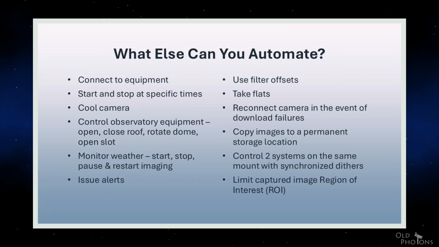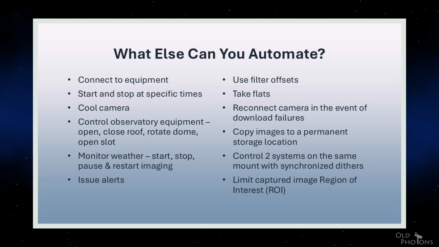So let's talk for a minute about what else you can automate using this system. You can connect to all your equipment. You can start and stop at any specific times you like. Cool your camera. You can control your observatory equipment, for example, open and close your roof, rotate your dome, open your slot if you have a dome. You can monitor the weather, start, stop, pause, and restart imaging based on changes in the weather. You can issue alerts to yourself. You can use filter offsets, a wonderful addition that you can take advantage of.